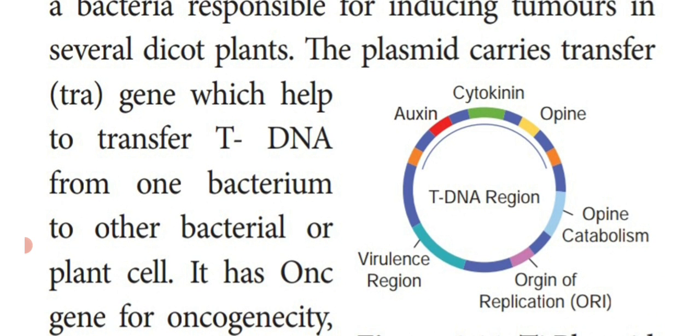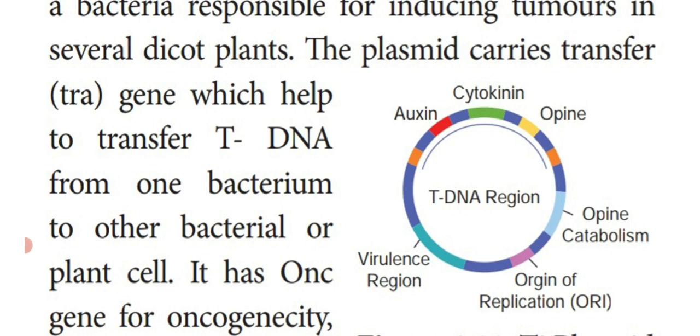Dear students, see the diagram. This is the T-DNA region at the center. This is also a vector or a plasmid. It's double stranded. Then it has different regions. The pink color is the usual general feature of a vector, that is the origin of replication. Then it contains the growth promoters, that is auxin and cytokinin. The red color is auxin, then the green color is cytokinin.